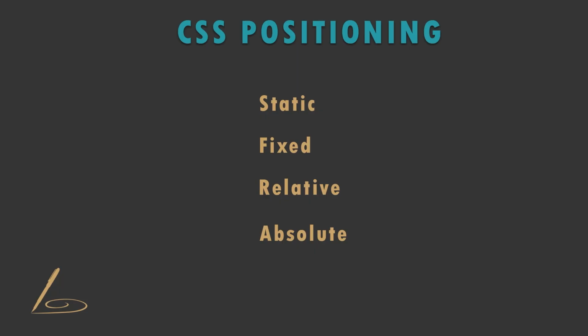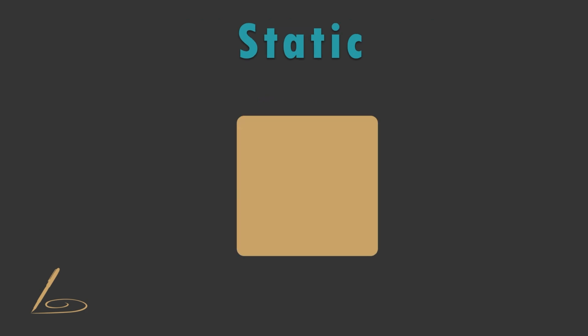CSS positioning has 4 attributes: static, fixed, relative, and absolute. There is a 5th attribute that works with CSS positioning, and that is the Z index, but we'll get into that soon. Let's dive deeper into each of these so we can understand exactly what they do. Static is the default attribute. This is what your elements are set to automatically. So even if you go in and you put your CSS position into static, absolutely nothing will change since this is the default.